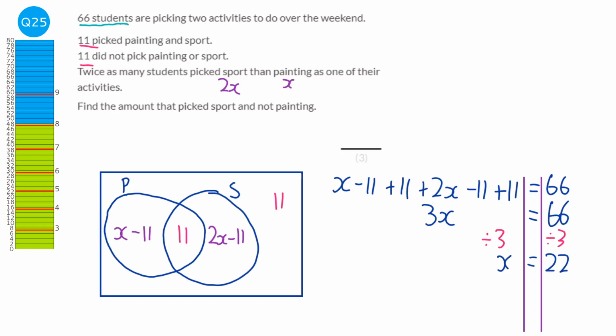So if we go back to our Venn diagram now, we can fill in the blanks. So instead of x minus 11 there, we've got 22 take away 11, which is just 11. Instead of 2x minus 11 there, we've got 22 times 2, which is 44 take away 11, which will be 33. So it says, find the amount that picked sport and not painting, which is this 33 here.